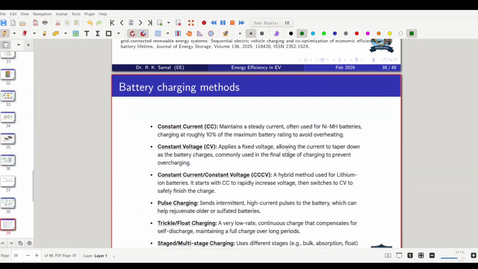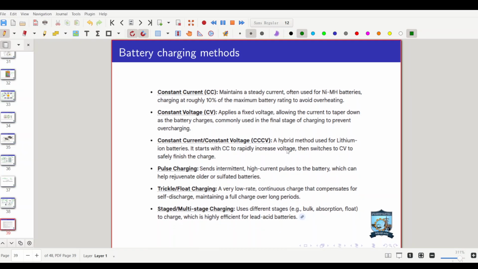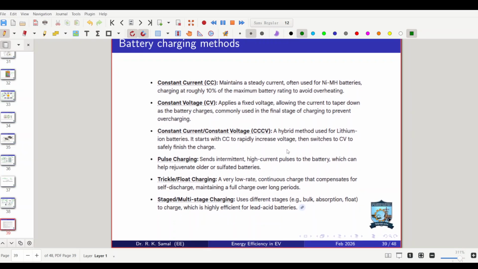I got this from the internet, and various textbooks have also provided the various methods we have for battery charging. One is constant current, meaning a steady current, often used for NiMH, nickel metal hydride batteries, charging at roughly 10% of the maximum battery rating. So at home, when we use that 3.3 kilowatt charger, it is mostly constant current charging. Constant voltage charging applies a fixed voltage, allowing current to taper down. Most of the commercial chargers that we see here are constant voltage chargers. Then there are constant current, constant voltage chargers, and hybrid methods.